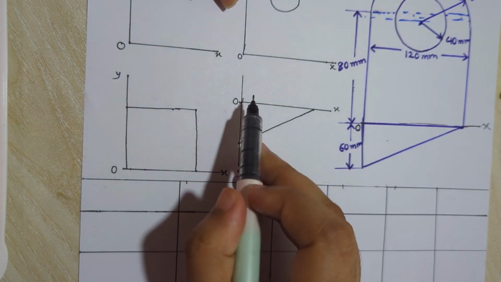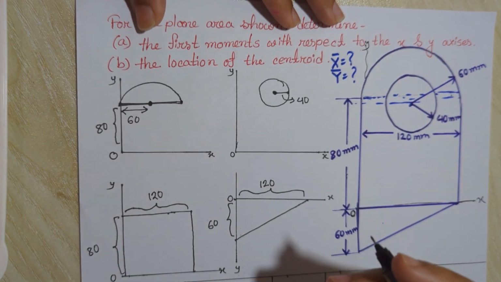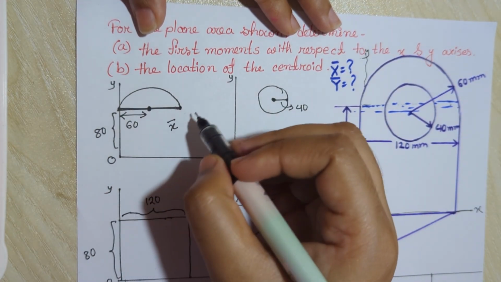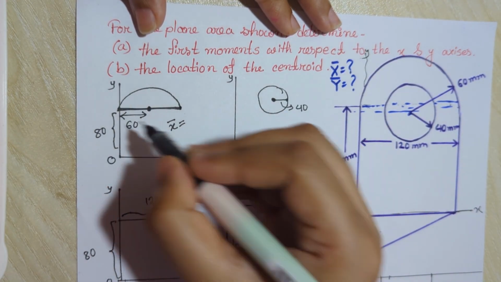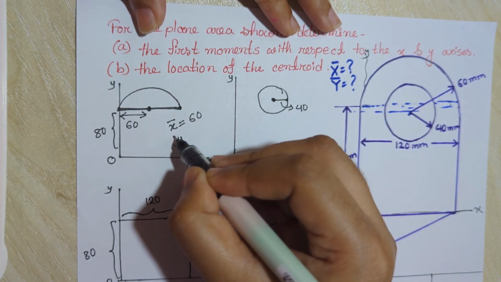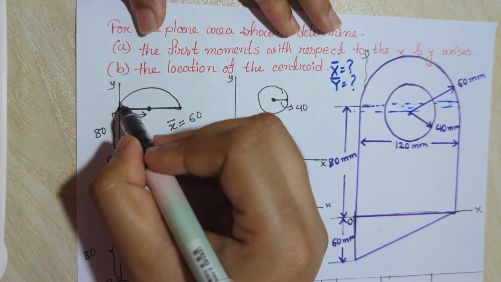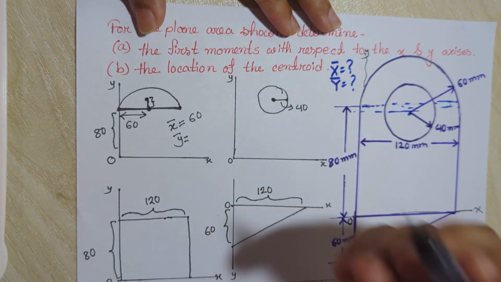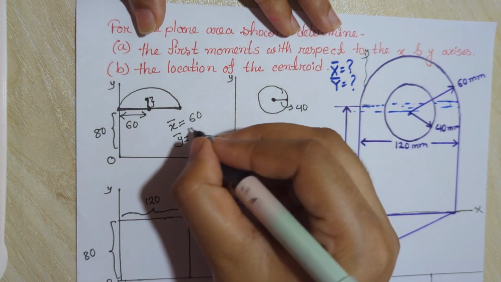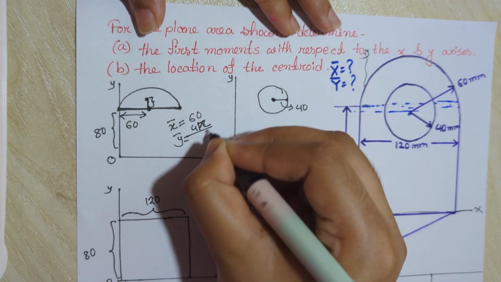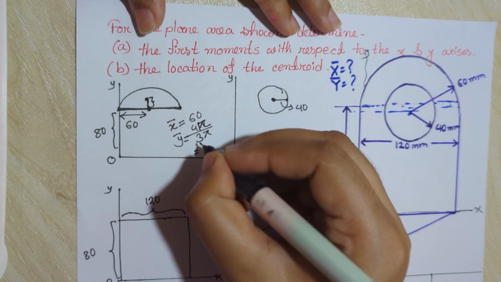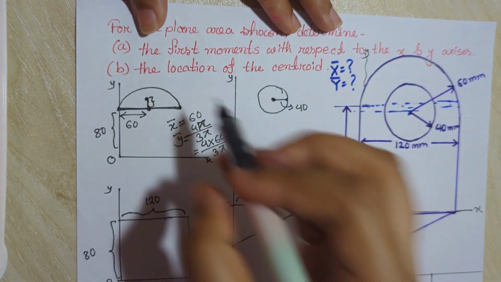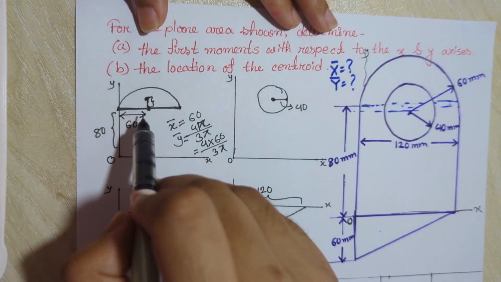This is our triangle. For our semicircle, we have learned that our centroid will be situated here. For this, x bar will be our radius, which is 60 millimeter, and y bar was at this point, so this height was 4r by 3 pi, and here our radius is 60, so this will be 4 into 60 divided by 3 pi. This is our y distance. This is how we find the centroid for this semicircle.